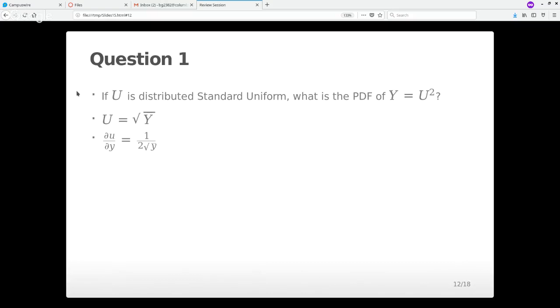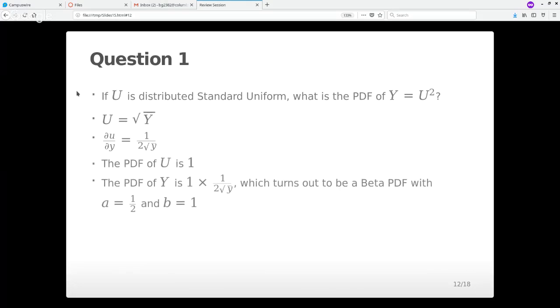So as was said at the outset, the PDF of a standard uniform is just 1 everywhere in the parameter space between 0 and 1. So it's just 1 multiplied by this derivative here, half square root of y. And that actually can be thought of as a beta PDF with first shape parameter equal to 1/2 and second shape parameter equal to 1.